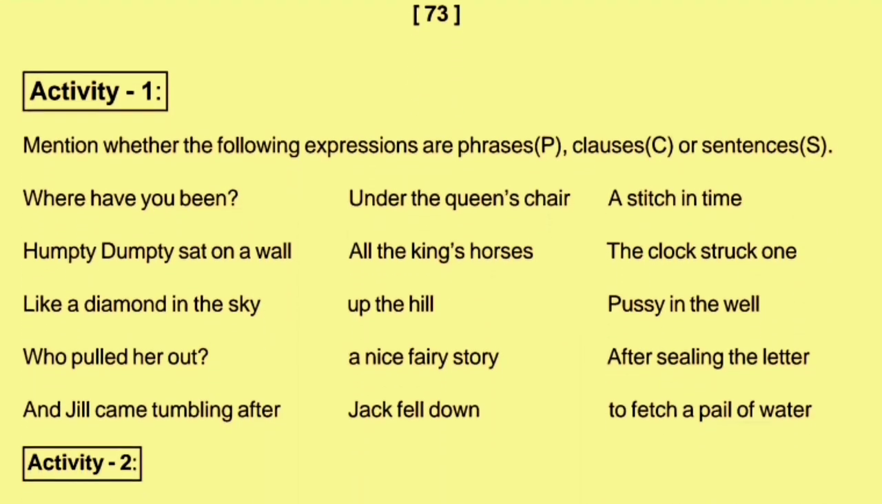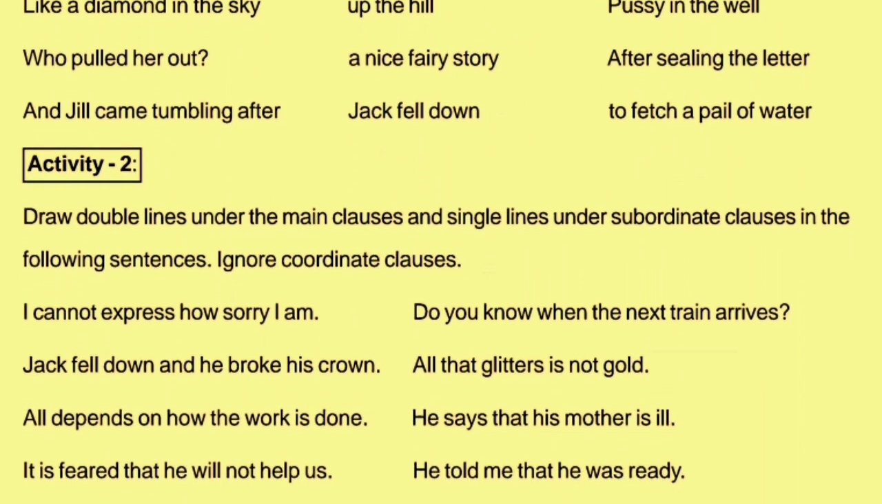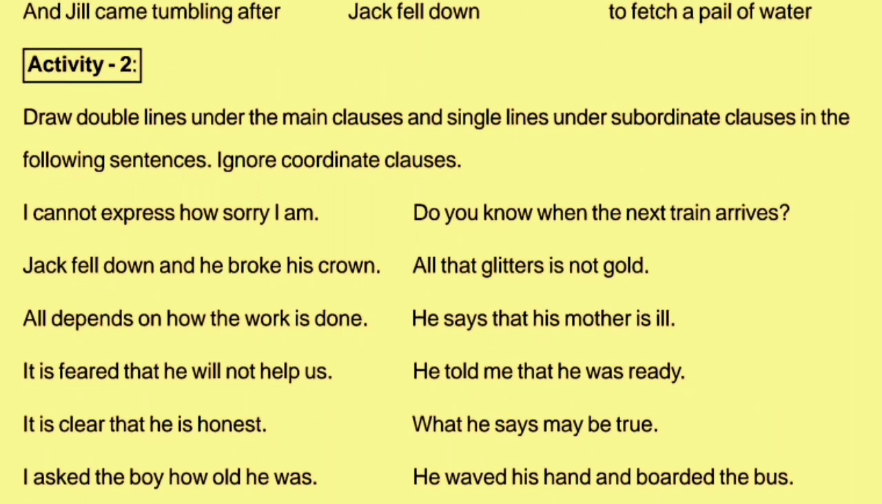Activity 2. Draw double lines under the main clauses and single lines under subordinate clauses in the following sentences. Ignore coordinate clauses. I cannot express how sorry I am. I cannot express, main clause. How sorry I am, subordinate clause, depends on the main clause to make the sentence meaningful.